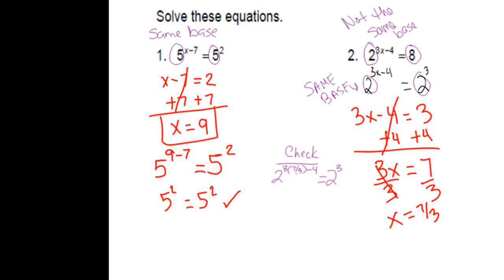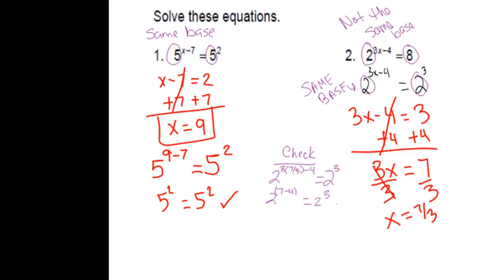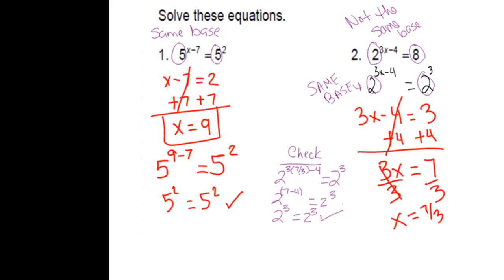We still need to check our work, so let's check it. 2 raised to the power of 3, replacing the x with 7/3, minus 4, should be equal to 2 to the third power. 3 times 7/3 is equal to 7. 7 minus 4 is 3. So that would give you 2 to the third is equal to 2 to the third.